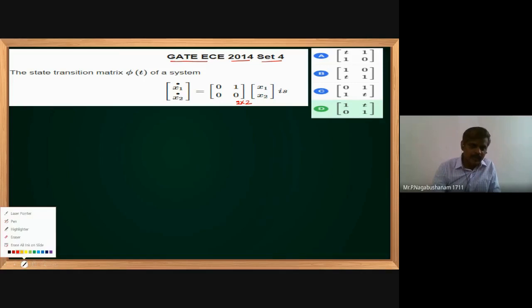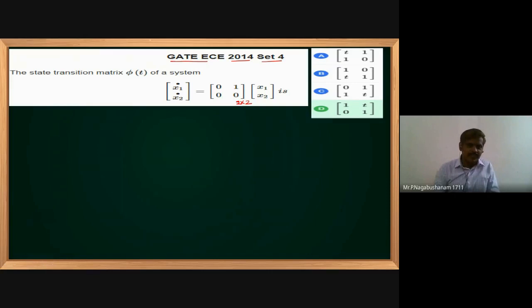Anyway, I will explain as per the procedure. After that, otherwise let me explain the shortcut first. Our aim is the shortcut. Let me first write the state equation.